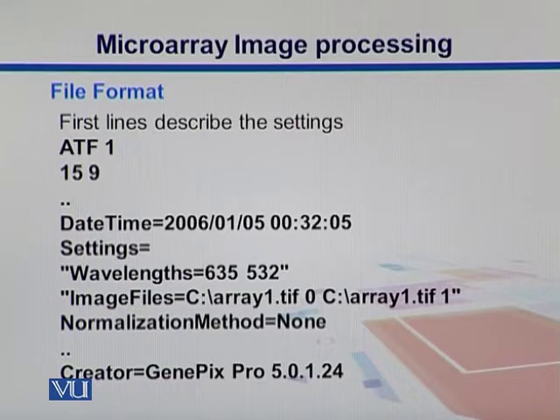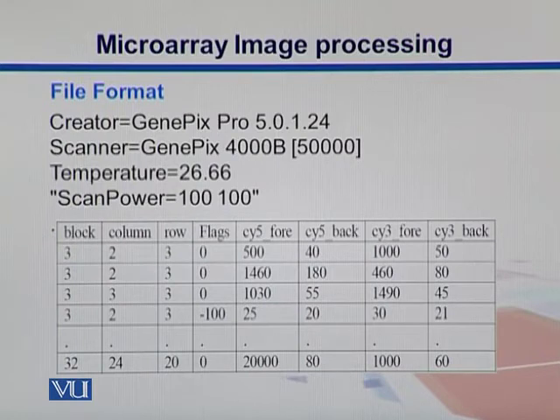The first lines describe the settings which we are using, the date is there, and in the settings we have the wavelengths which we are using. Remember that we said that for Cy5, which is a dye, the wavelength is 635, whereas Cy3 was using the wavelength 532. So they are represented here as 635 and 532. And we have image files. What is the file name where we are saving that? Normalization so far is not done, so that's a raw file, and then the software with which it was created. So it looks like this. The temperature is also reported.